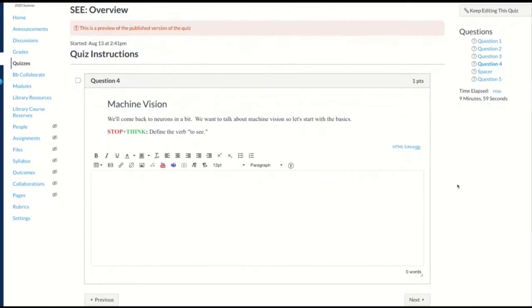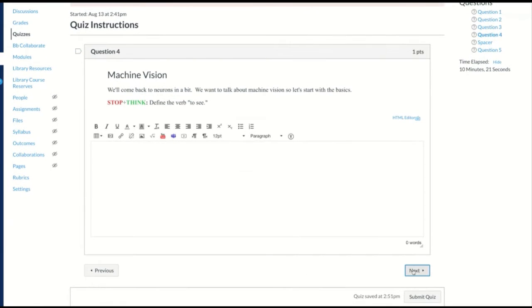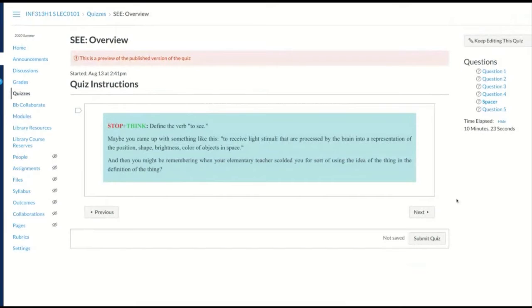So quick challenge, just think to yourself, how would you define the verb to see? So in a classroom, we'd be writing this down and then we'd ask people to read it, but we'll just jump on to the thing here. So a lot of times we come up with things like, we can see, meaning that we receive light stimuli from the outside world, and then our brains process that into colors and shapes and sizes and so on.